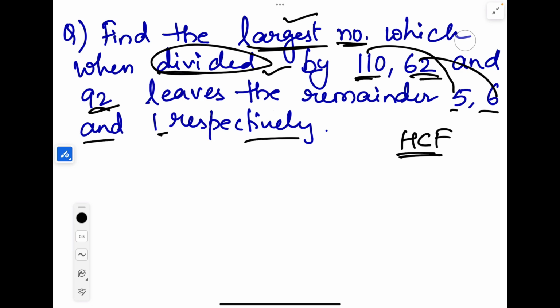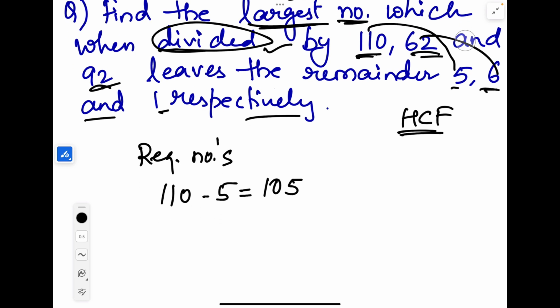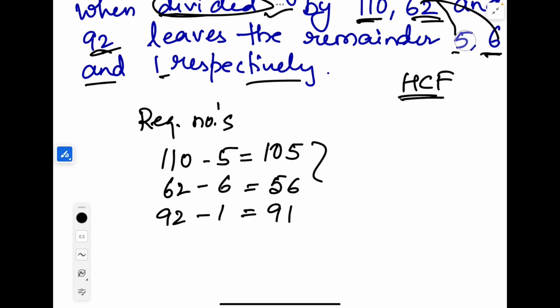So first let us find the new numbers. The required numbers for finding HCF: 110 minus 5 is 105. Whatever the remainder is, subtract it. 62 minus 6 is 56, and 92 minus 1 is 91. So for these numbers we have to find the highest common factor. That means what is that number which divides 105, 56 and 91, because the remainders we have already taken out.